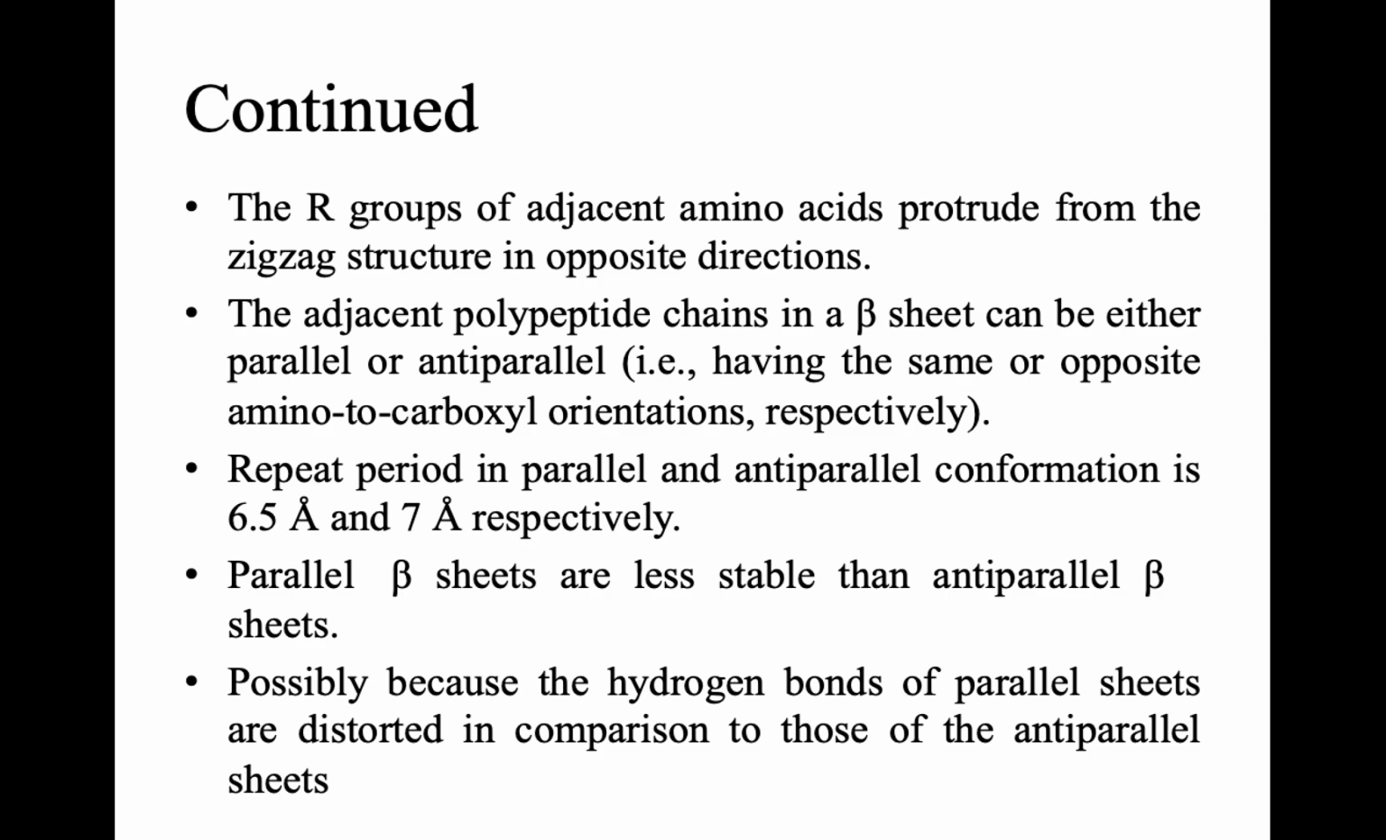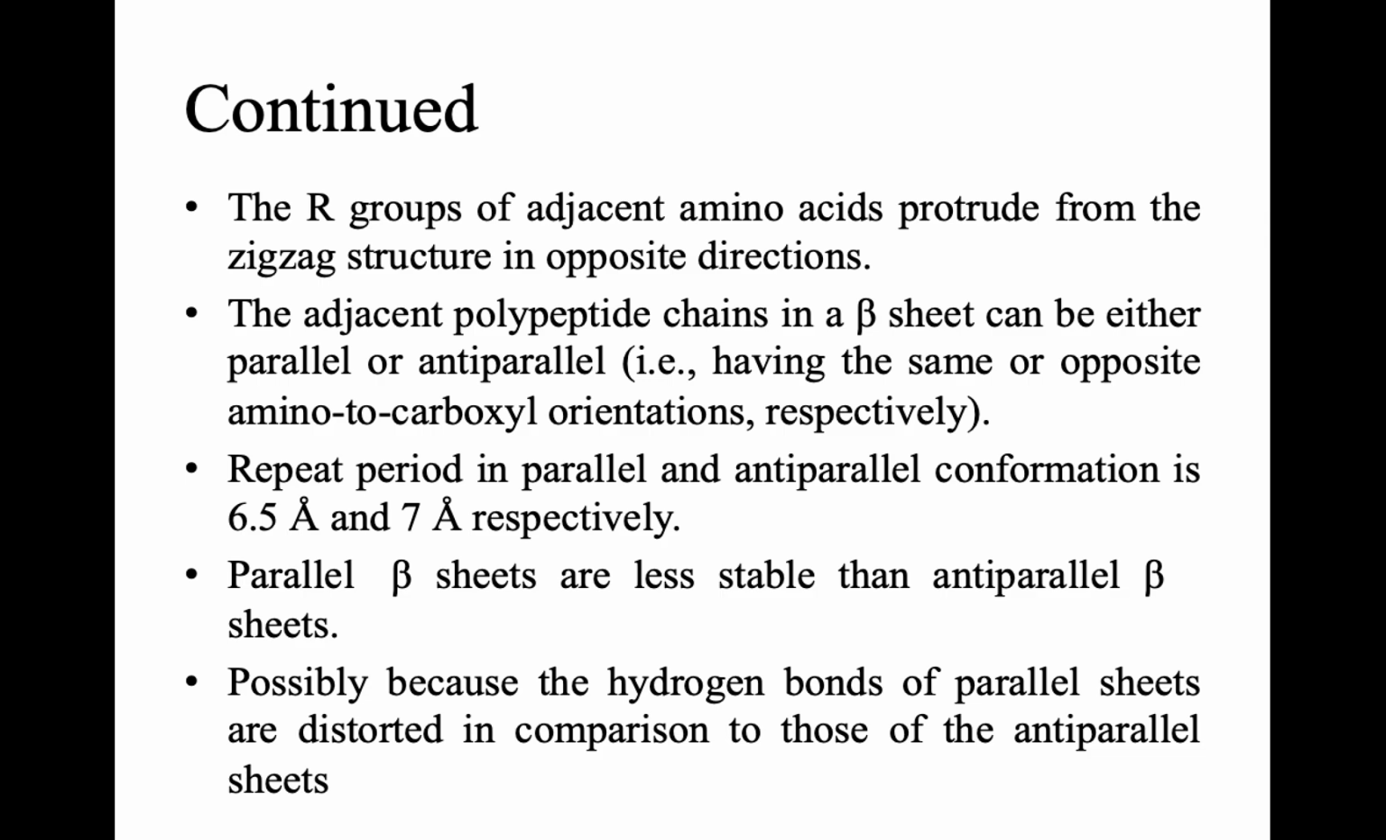Parallel beta sheet means that the two or more polypeptide chains have the same amino terminal and carboxyl terminal orientation, because a polypeptide chain has two distinct ends. One end is called the amino terminal end, whereas the other end is called the carboxyl terminal end. In the parallel beta sheet, the two or more polypeptide chains have the same amino terminal and carboxyl terminal orientation. In the anti-parallel beta sheet, the two or more polypeptide chains have the opposite amino terminal and carboxyl terminal orientation.